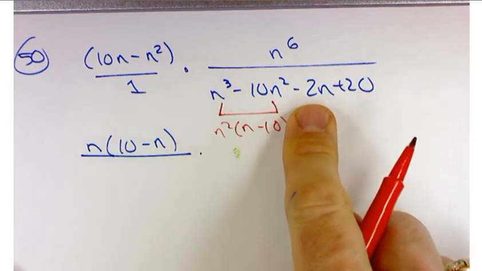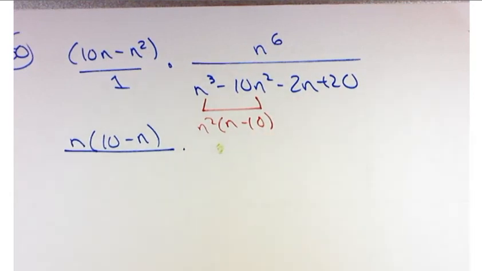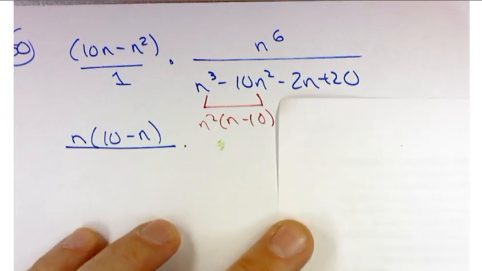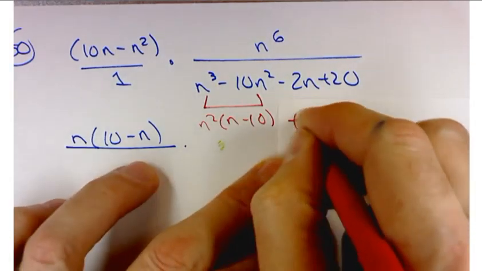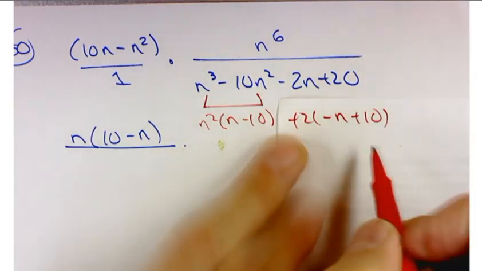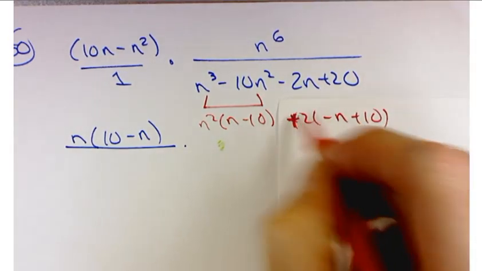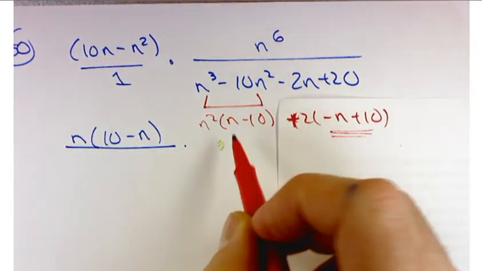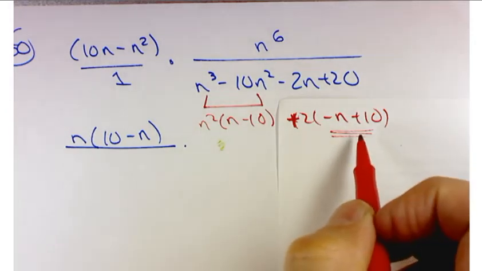How about the second pair? What can I factor out? Negative 2. Good, so let's just factor out the negative 2. If you accidentally factored out just a positive 2, it's not going to work. Let me show you real quickly, and don't copy this down. If you factored out a positive 2, that would leave behind negative n plus 10. And these are opposite in sign. This and this don't have the same signs.